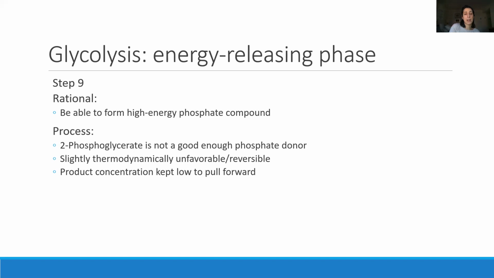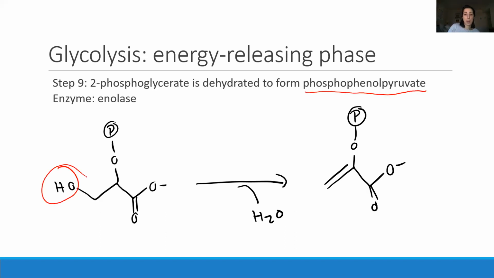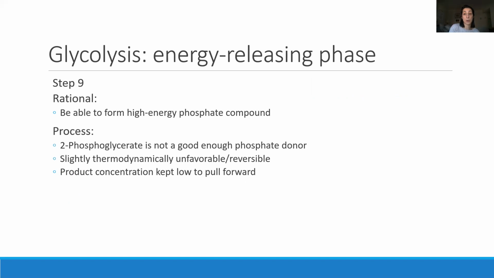2-phosphoglycerate is not a very good phosphate donor. And so by dehydrating it to make this phosphoenolpyruvate compound, we actually get a better donor of phosphate. This reaction is, again, slightly unfavorable and reversible between the two. But what's keeping it pulling forward is the product concentration that is altered to be kept low to pull forward.